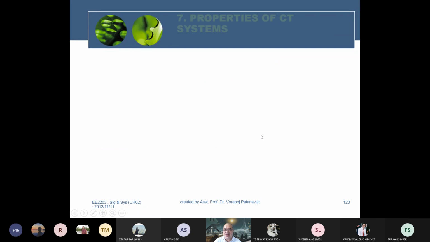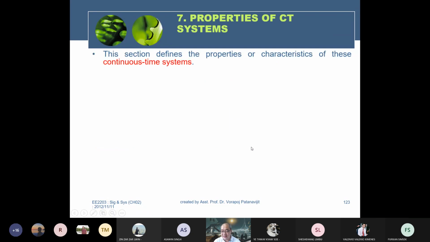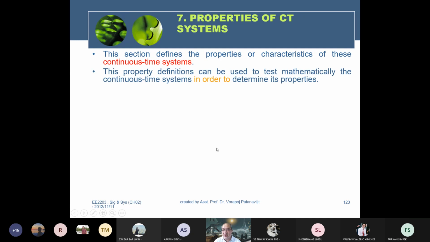For the last topic here, the properties of the CT system, the continuous-time system. This section defines the properties or characteristics of the continuous system. The properties defined can be used to test mathematically a continuous-time system in order to determine its properties.